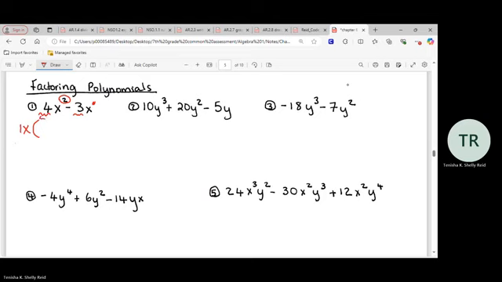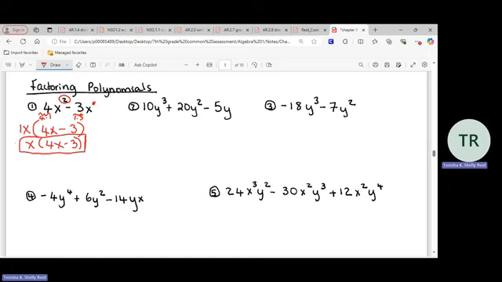4 divided by 1 is still 4, so 4 is left over. And then if I take 1x out of x squared, I'm still going to have an x left. Minus 3 divided by 1 is 3. And I have an x that I took out, so I no longer have it here. I'm done. So my answer is x times 4x minus 3.